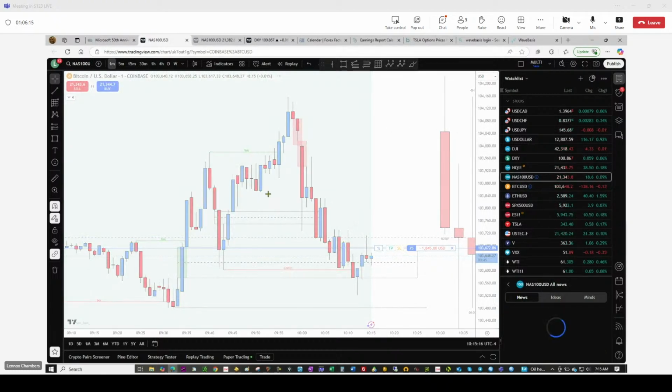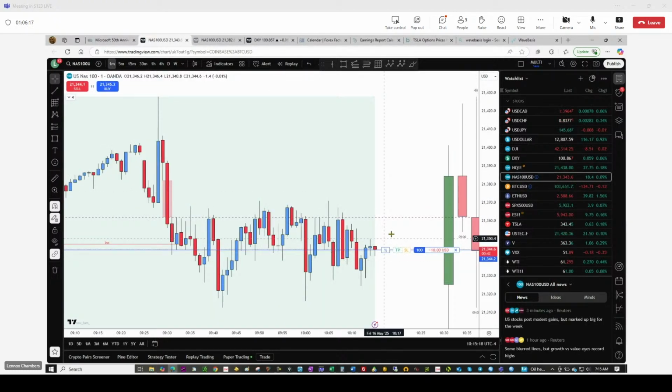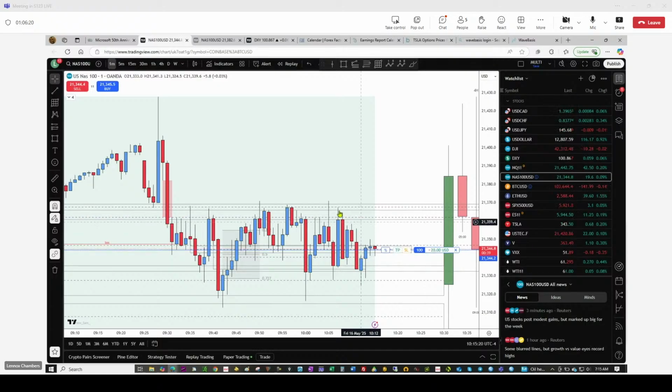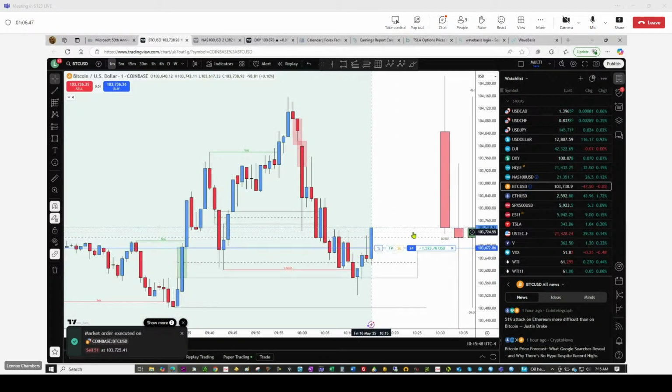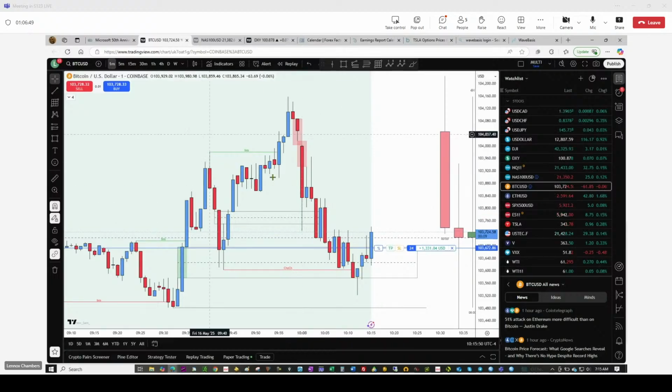So back to the NAS. Okay, so I've taken a partial on Bitcoin because it made a nice pop to the upside. So take a partial off and look for them to.